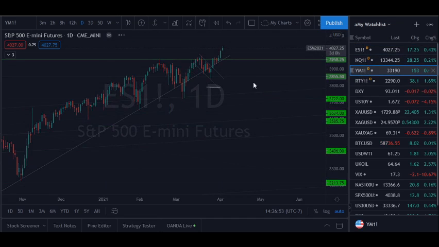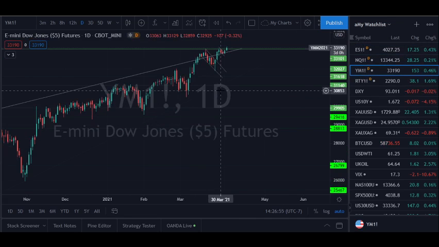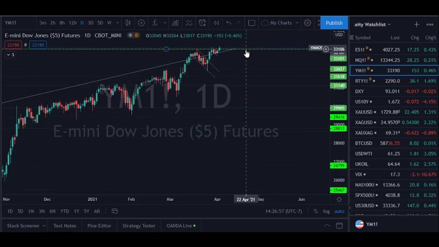The same thing on the Dow. We have popped up above our resistance that was established. I wouldn't say it's heavy resistance or heavy support, considering we've only had a few touches on the daily chart up here.